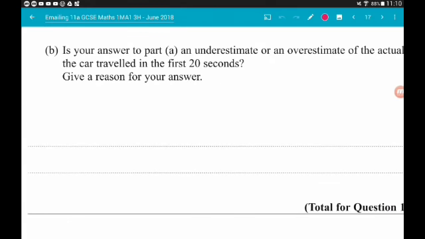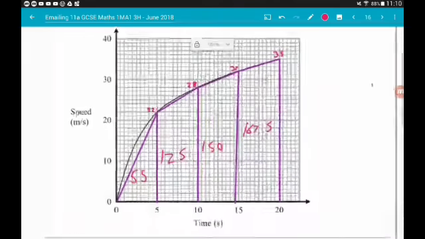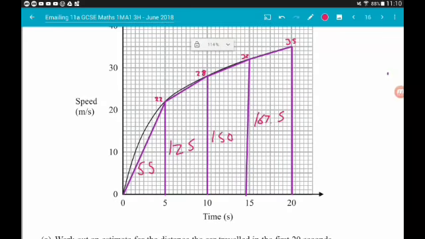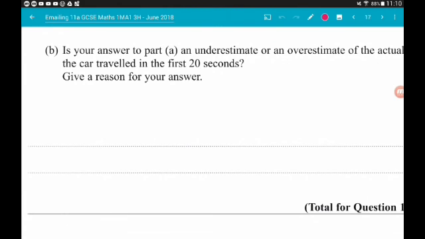Okay, then part B asks us, was our answer an overestimate or an underestimate? So if we go back to the graph, we can see here the trapeziums fit quite well, but the triangle at the start has all of this area here that is under the curve but above the triangle. So we've missed out on some of the area. So it's an underestimate.